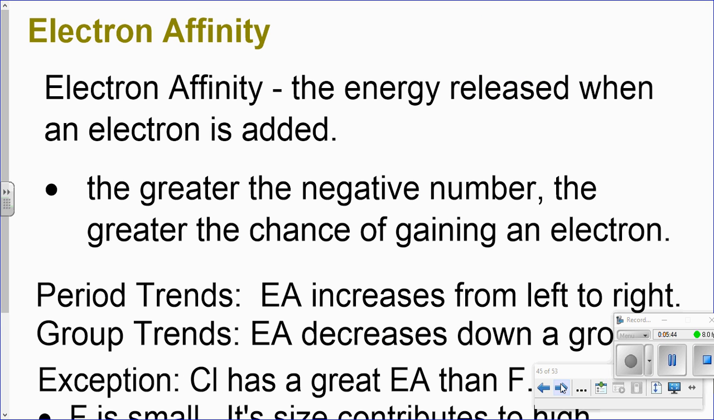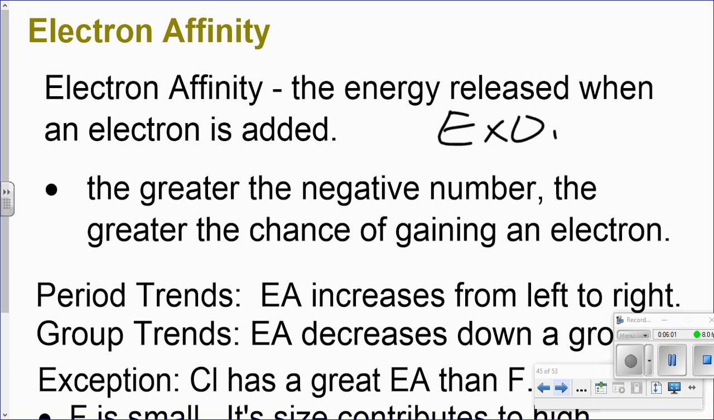Okay, now let's move to the second topic, which is the opposite, called electron affinity. And electron affinity, if you have an affinity for something, it means you're getting it. So this is the energy released, the energy lost, the exothermic energy when an electron is added.